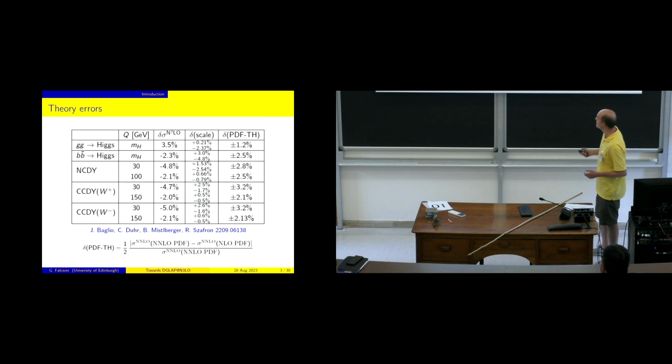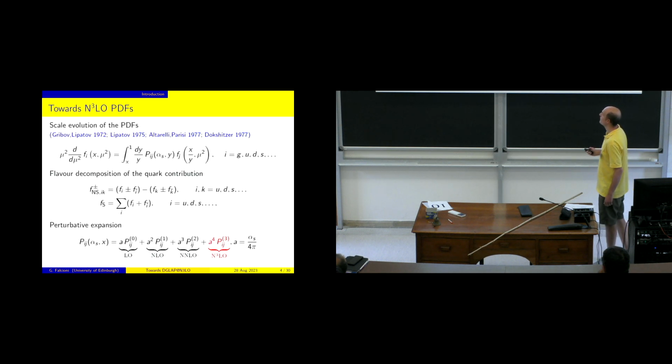To assess the size of this error, you go one loop back, you go to NNLO, and take the difference between the full NNLO calculation and the NNLO calculation where you use only the partonic part at two loops and NLO PDFs. And this is how they got these numbers that they need to add. So the message is, if we want to get rid of them, we need N3LO PDFs. And to do this, of course, we need to compute the N3LO evolution.